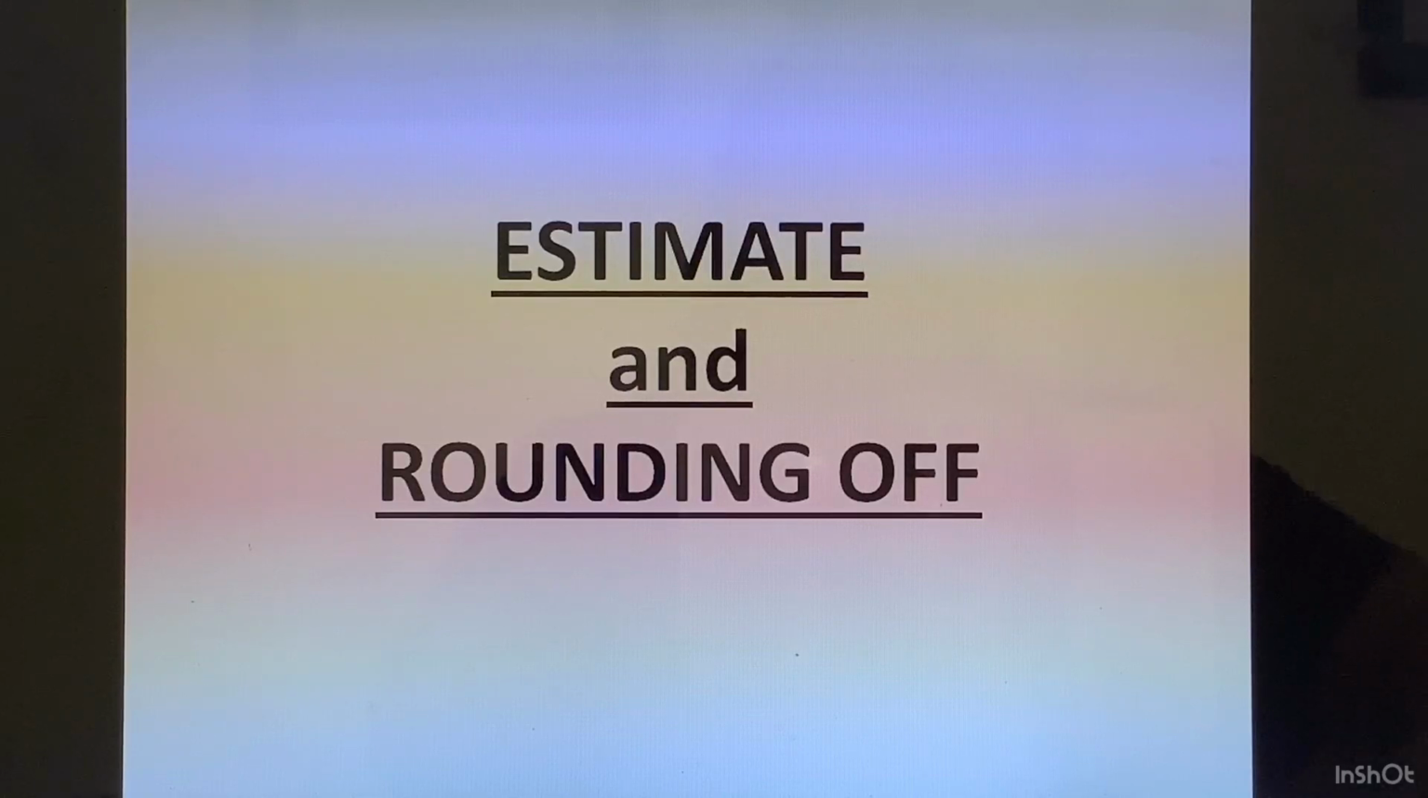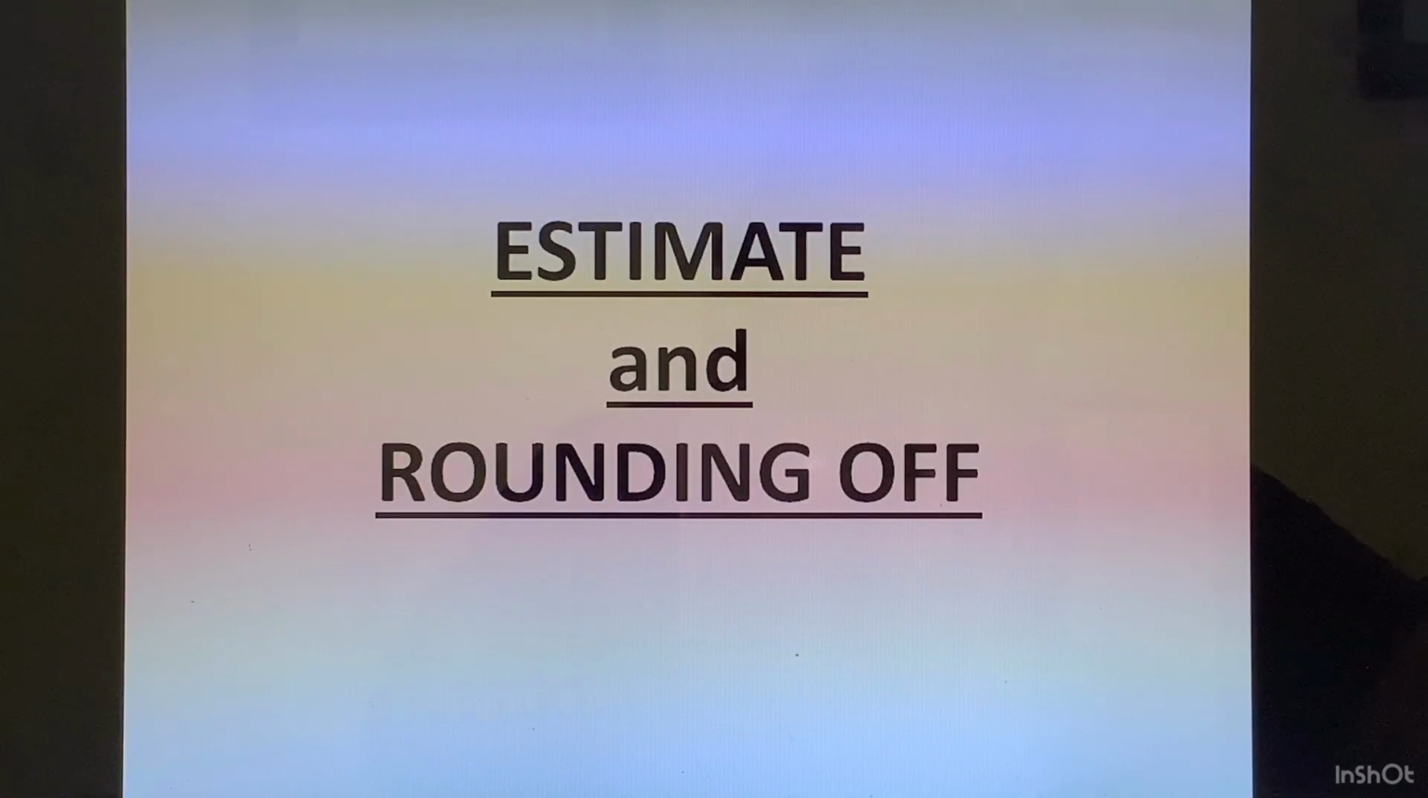Having said all that, let us begin today's session. Estimate and rounding off. There are times when we are dealing with numbers, we don't need the exact figure. We only need an approximation or an estimation. For that, we round off the number.